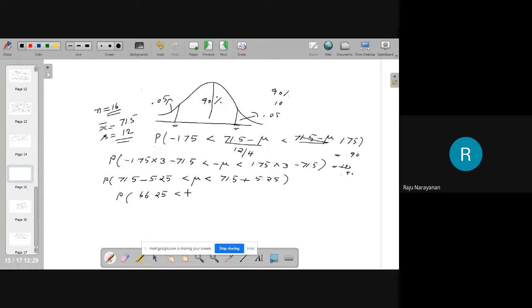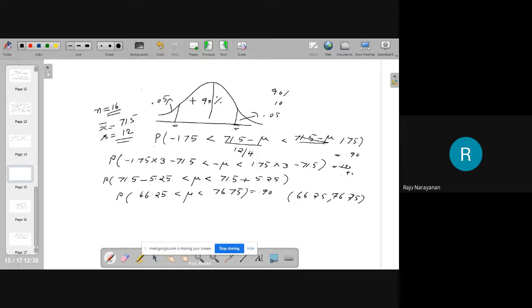Am I correct? Therefore, the 90% confidence interval is 66.25 to 76.75. That's all.